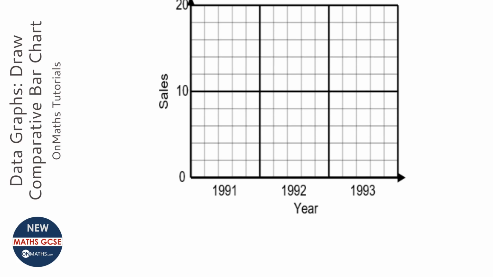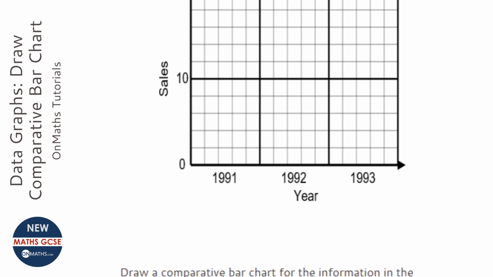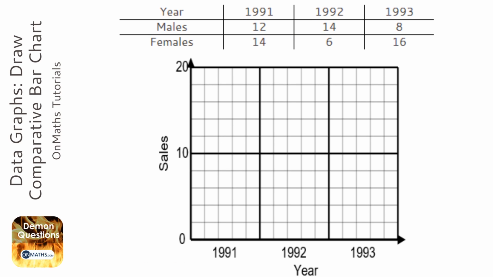So we're asked in this question to do a comparative bar chart for the information in the table. Now a comparative bar chart is just a normal bar chart, but with this question we have two variables. We've got males and we've got females. So we're going to show that information just all on one bar chart.